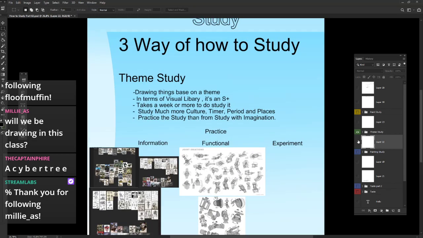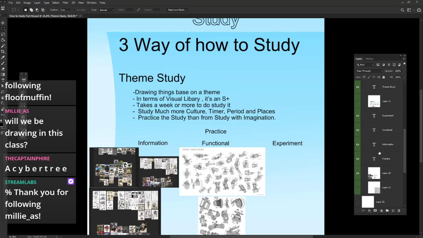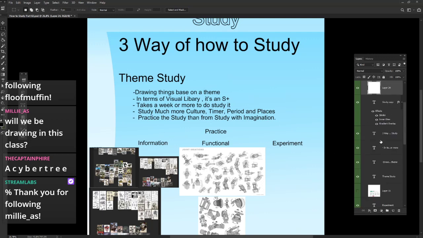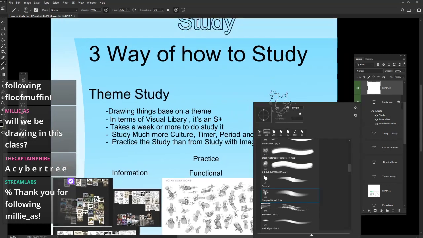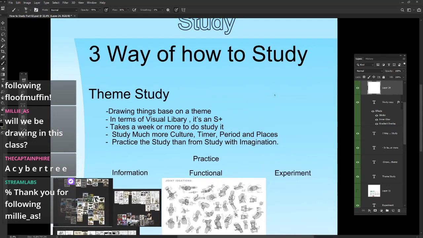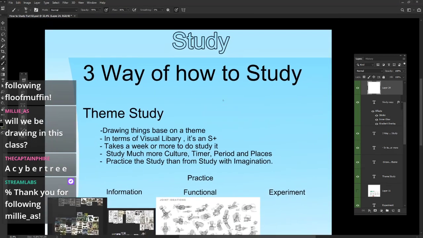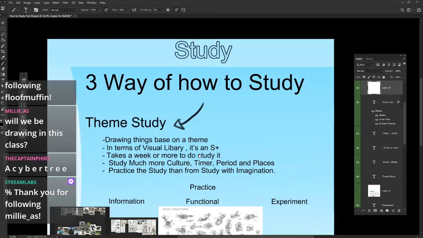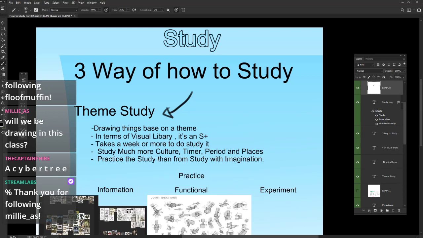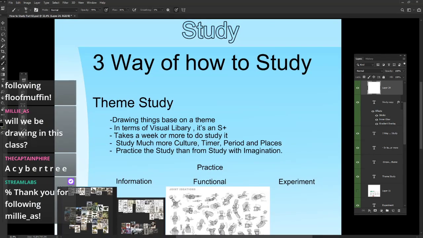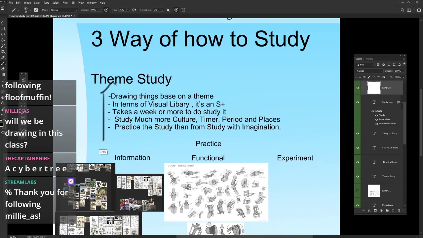But now we go much more towards the way I usually study, and I think about 10 to 5% of all the artists around the world just do that. It's efficient, it's very efficient actually, but it takes a lot of time. It takes you a week or 2 weeks, or maybe a month if you want to draw everything based on a theme. But let me go now to this part. Drawing things based on a theme.